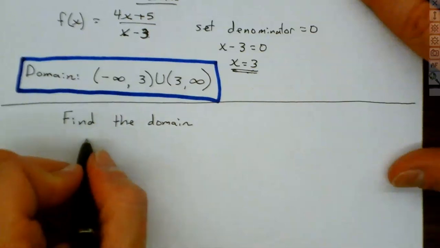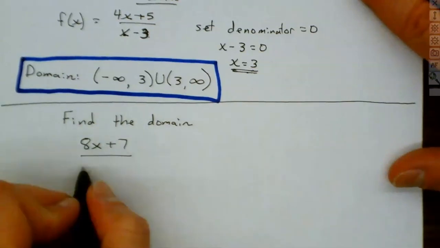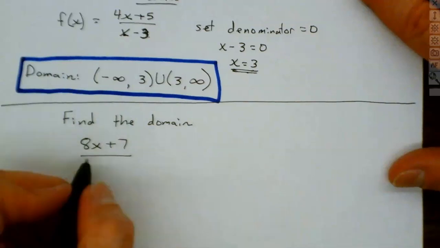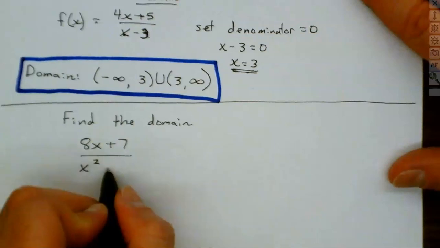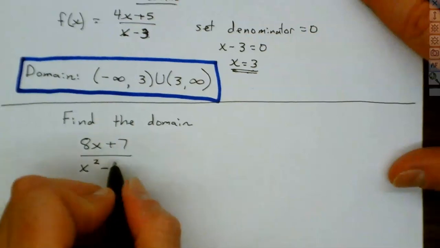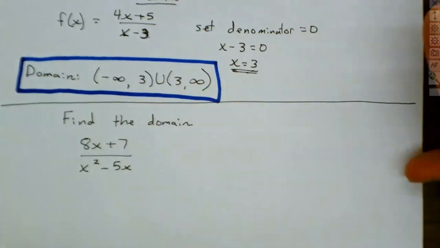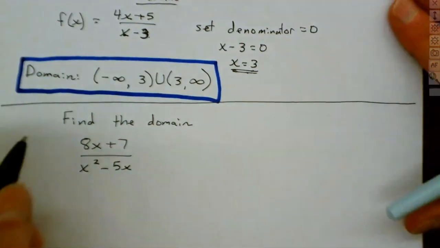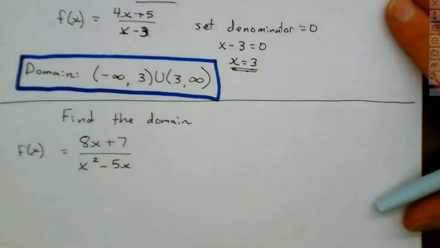So how about we have 8x plus 7 over, how about we use x squared minus 5x. Now, what are we doing? And this is going to be equal to f of x. Whenever it says f of x, they're going to want you to find the domain on these.